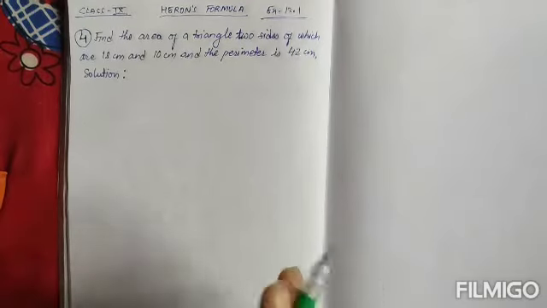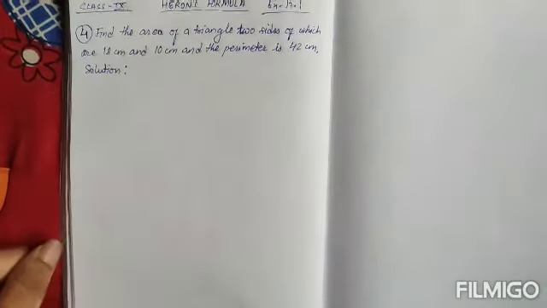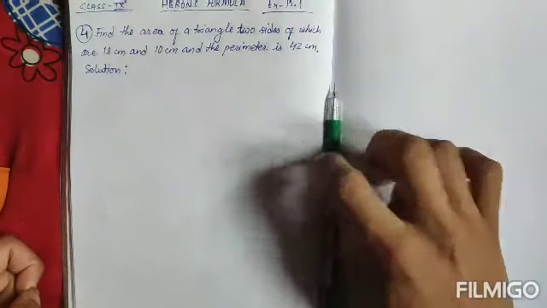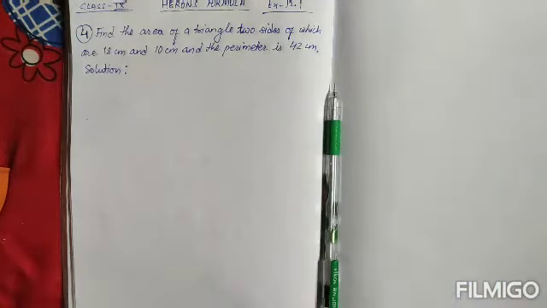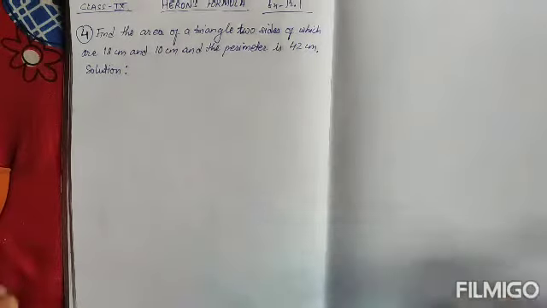So question number 4 says: find the area of a triangle, two sides of which are 18 centimeter and 10 centimeter and the perimeter is 42 centimeter. So here two sides of a triangle are given, 18 centimeter and 10 centimeter, isn't it? But the third side is not given. But to find the area, we need the third side. Okay, but what is given?